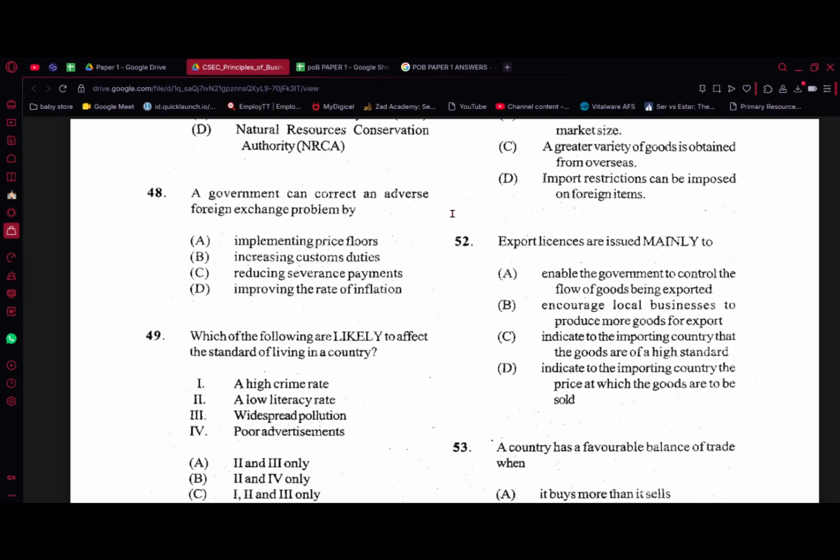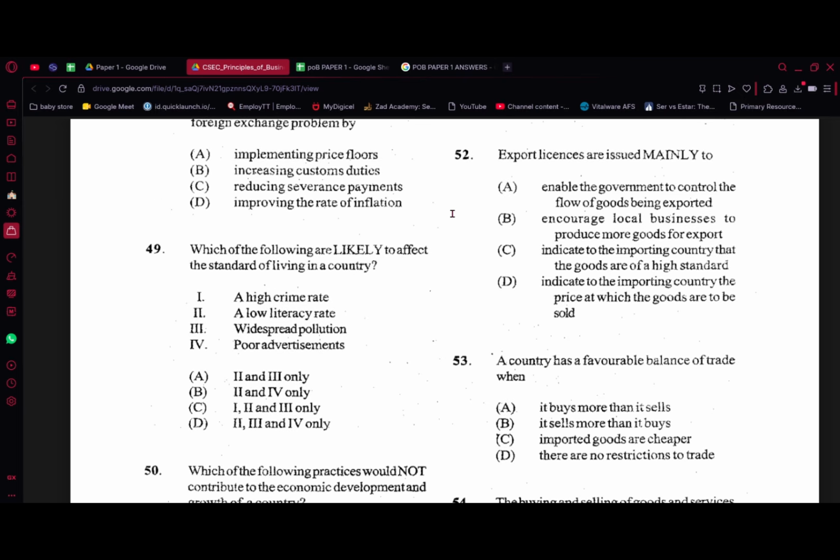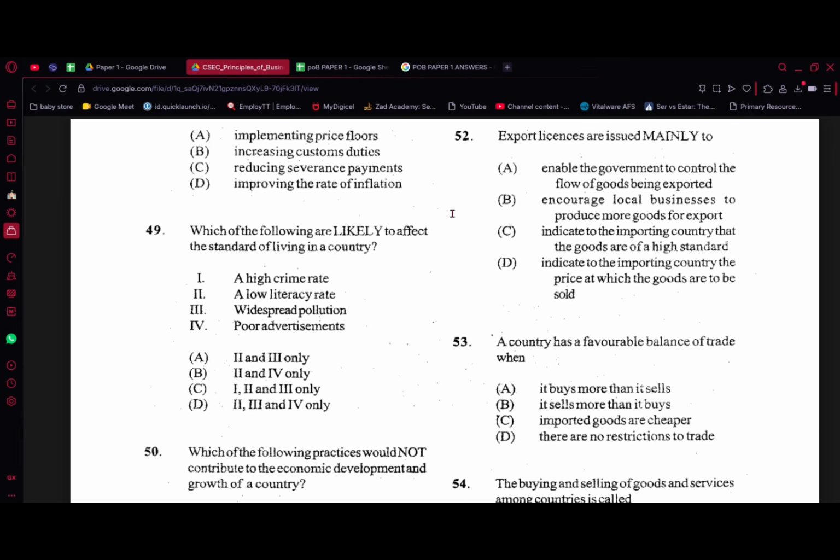48. A government can correct an adverse foreign exchange problem by B. Increasing customs duties. 49. Which of the following are likely to affect the standard of living in a country? The answer is C, 1, 2, and 3. A high crime rate, a low literacy rate, widespread pollution.